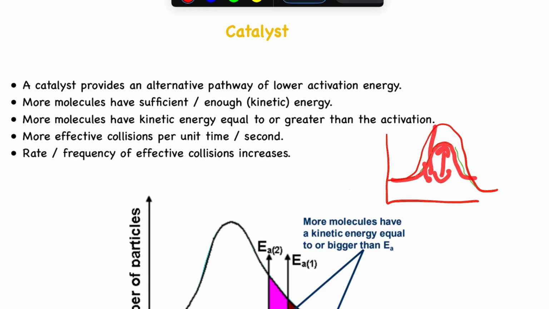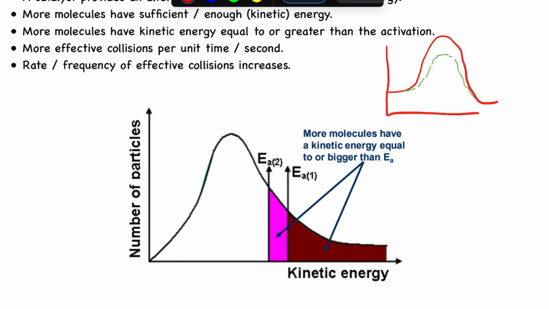Do you see the activation energy was that? But now the activation energy is lower, and you're providing an alternative pathway. Now, a catalyst provides an alternative pathway of lower activation energy. More molecules have sufficient or enough kinetic energy. Guys, if you look at this graph, the Maxwell-Boltzmann distribution curve, the activation energy was this before. This is the initial activation energy. But now if you add catalyst, that means you are lowering it.